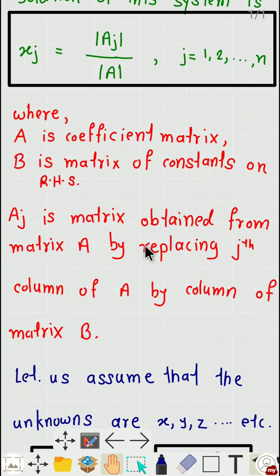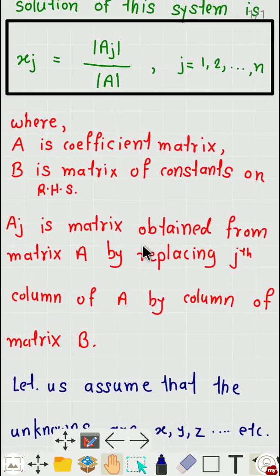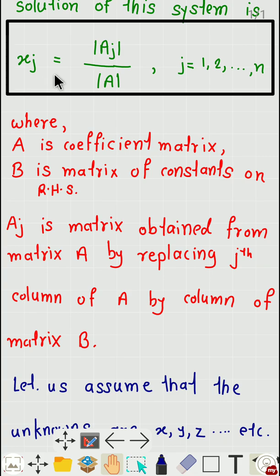Important is how to write the solution of a system of linear equations: xj equal to determinant of Aj divided by determinant of A, where j runs from 1 to n. And what is A? A is the coefficient matrix. What is Aj? Aj is the matrix obtained from matrix A by replacing the jth column of A by the column of matrix B.